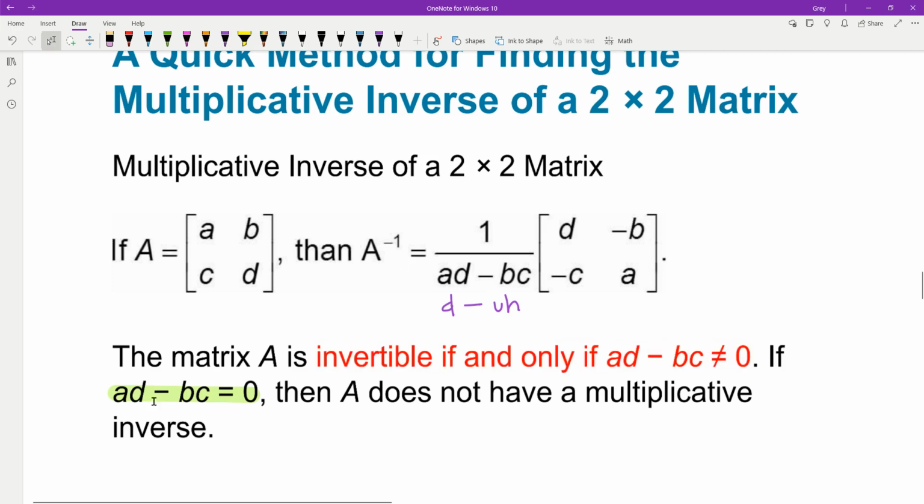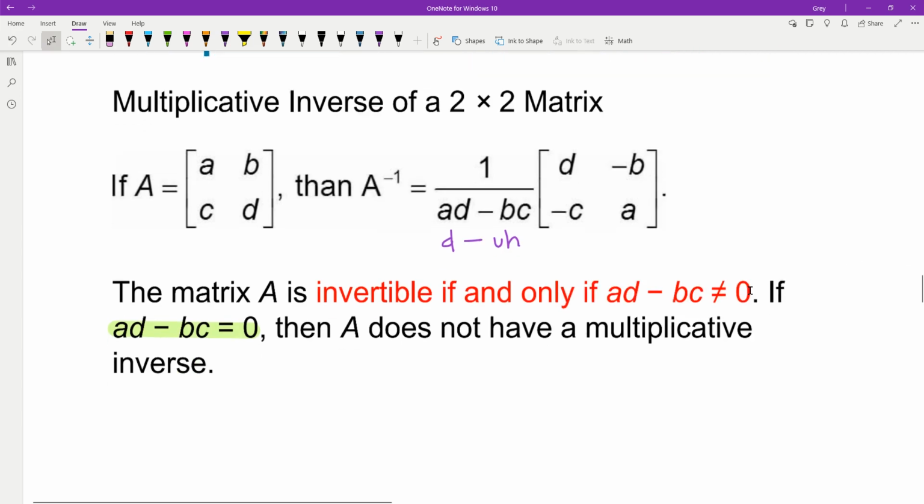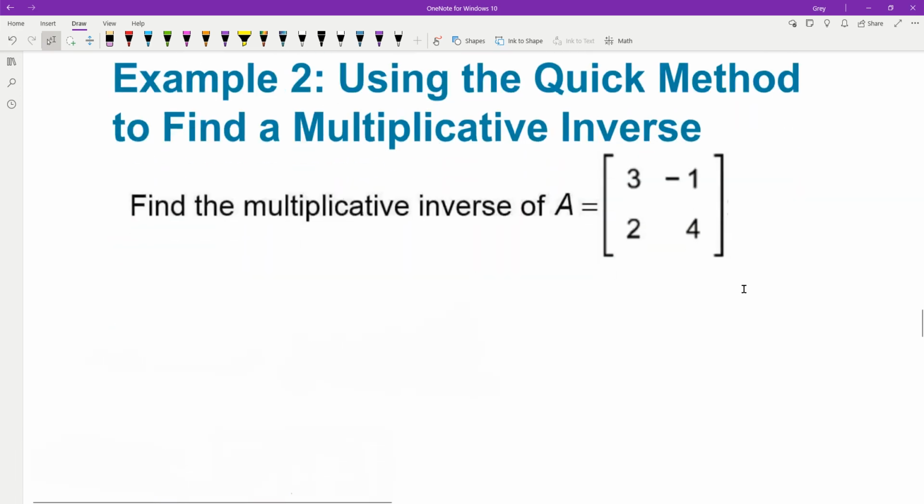If that thing equals 0, then it doesn't have a multiplicative inverse, and then you're going to say it's singular. Okay, but let's go do this. Use the quick method to find a multiplicative inverse, and I told you they give it to you in your problems in MyLab Math.